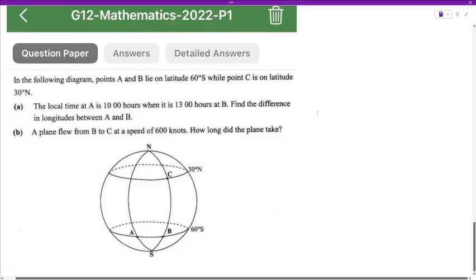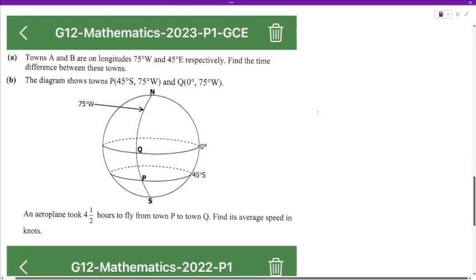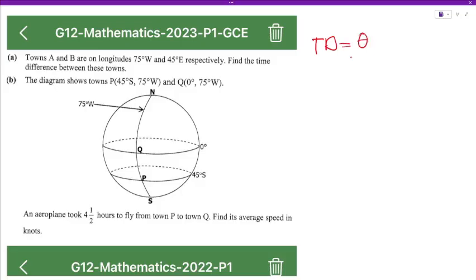How many do we have left? 2 more questions. Okay, next question says towns A and B are on longitude 75 west and 45 east respectively. Find the time difference. What is the formula for finding the time difference? TD is equal to theta over 15. Here they're not asking us to find time, but simply the time difference.